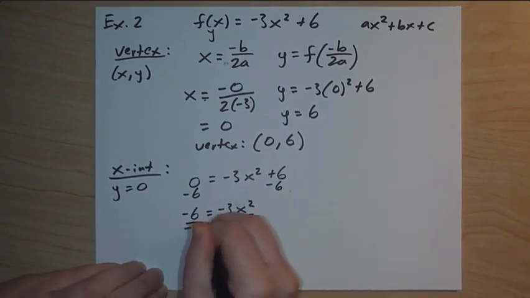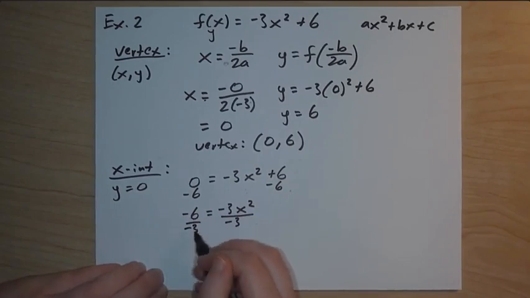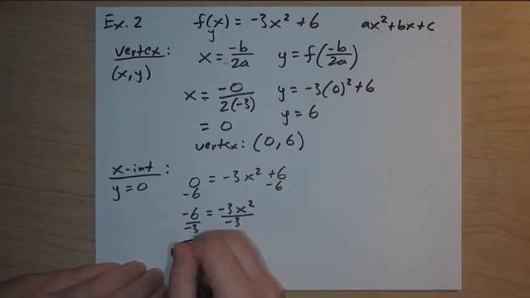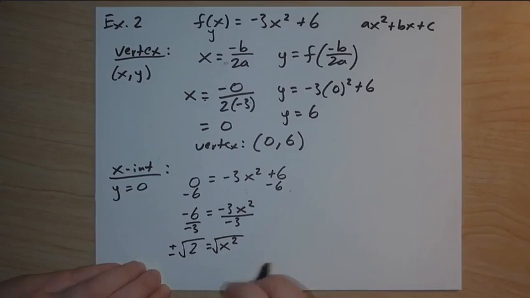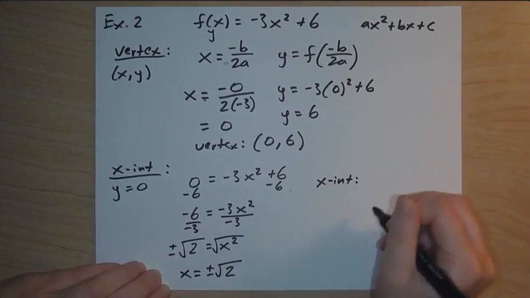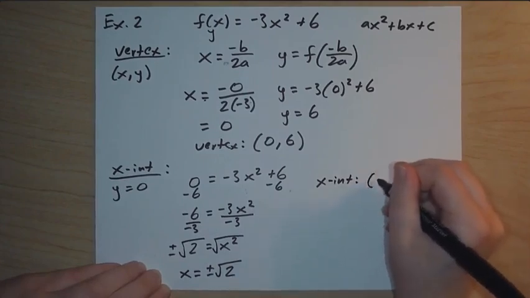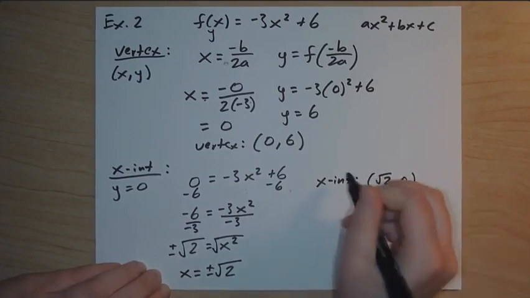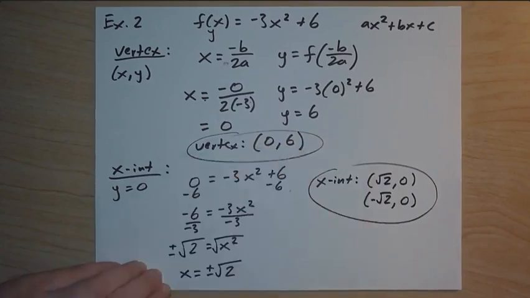Divide by negative 3. Negative over negative is positive. 6 divided by 3 is 2. We have 2 is equal to x squared. To get rid of a squared, we need to do a square root. When we do a square root, we have a plus minus here. So our x, just flipping it over, our x is equal to plus minus square root of 2. So our x-intercepts are at the points positive square root of 2, 0, and negative square root of 2, 0. So these are our x-intercepts, this is our vertex.